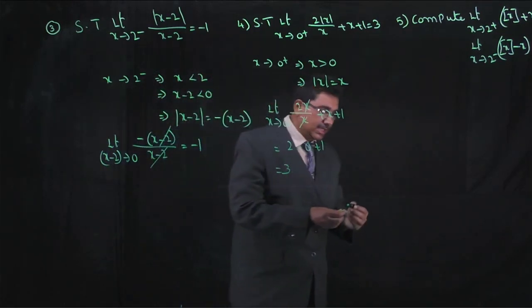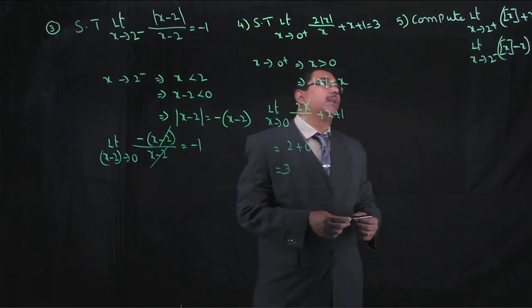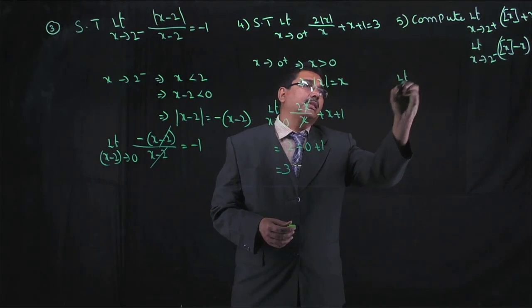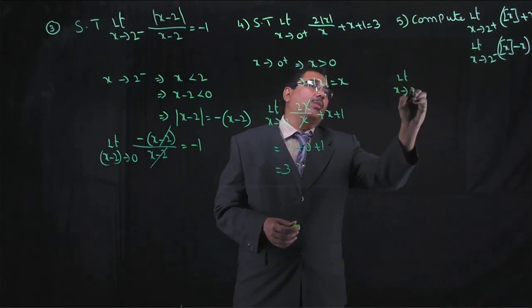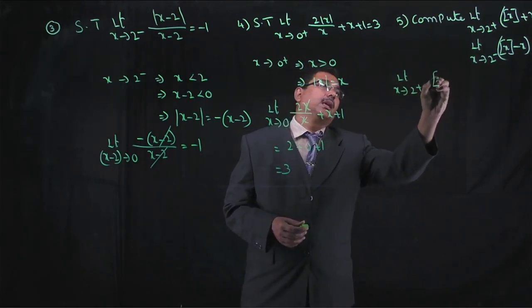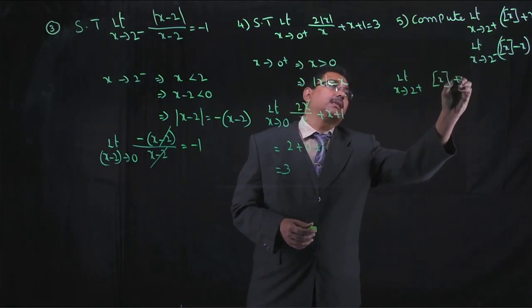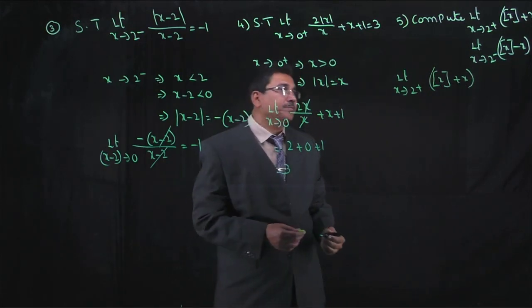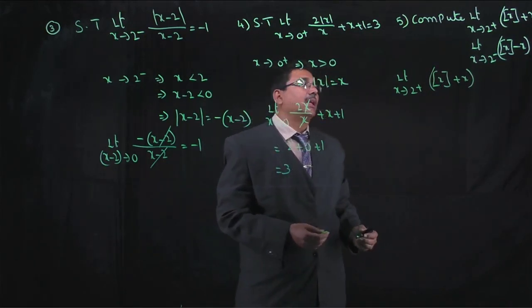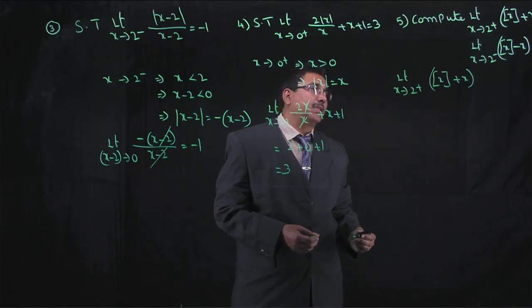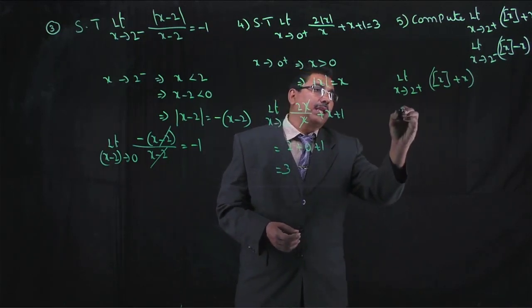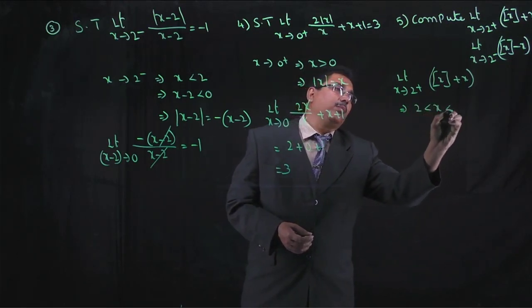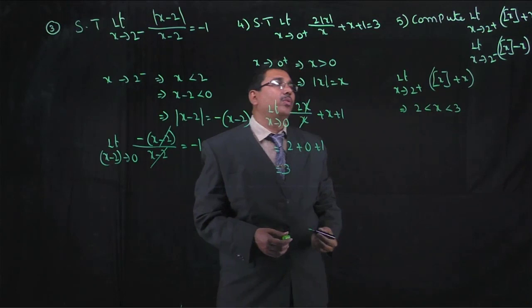Now see this limit: compute limit x tending to 2 plus of box x plus x. How to find the limit value? Here, given that x tending to 2 plus, it means that x lies between 2 and 3.